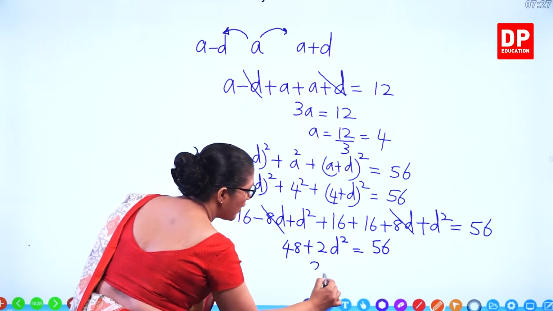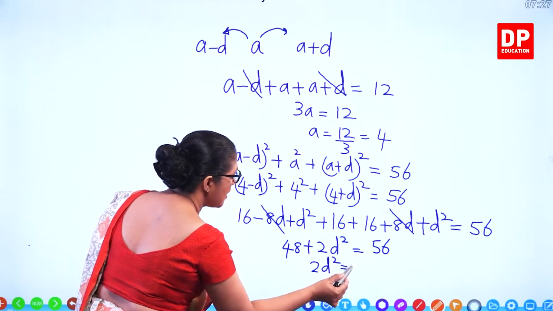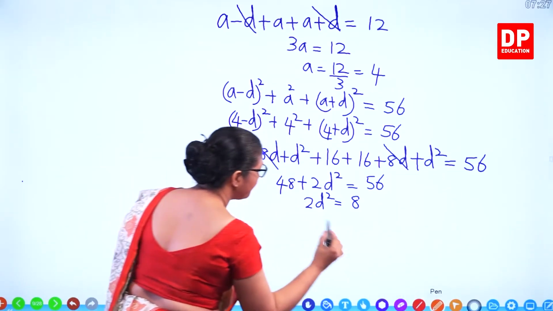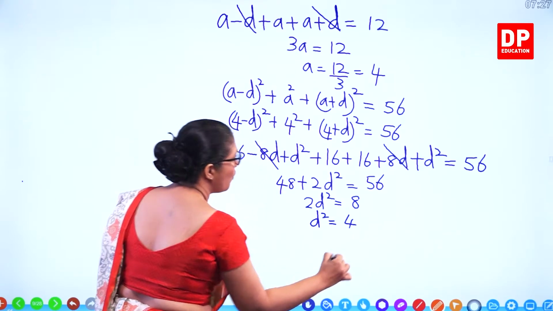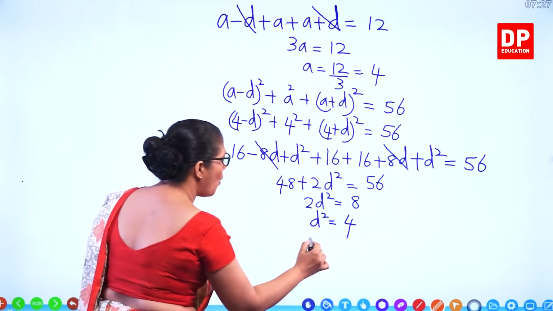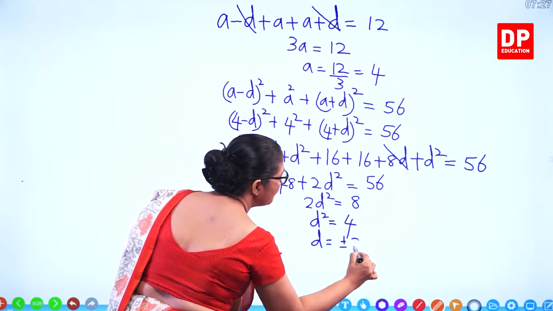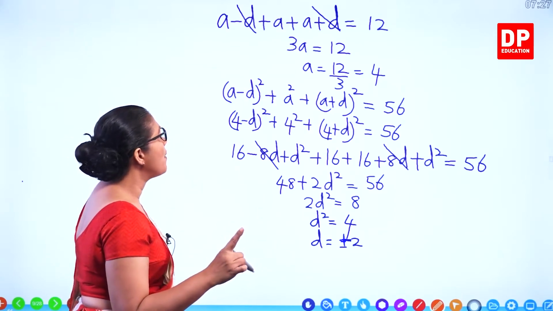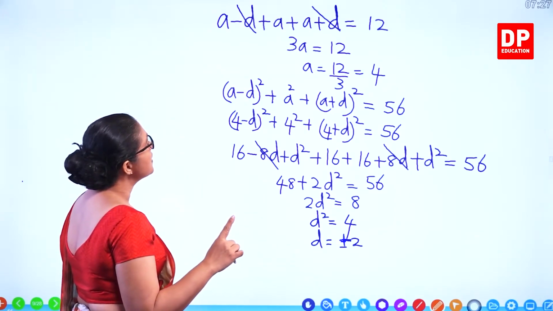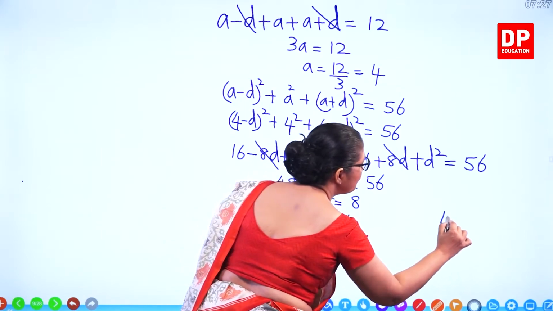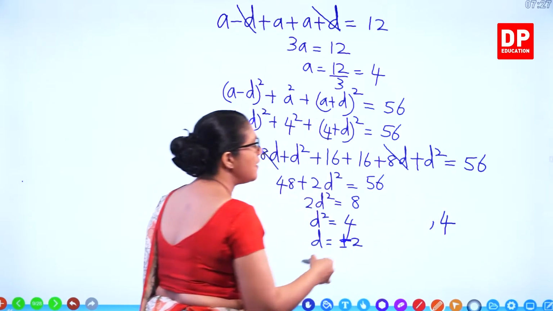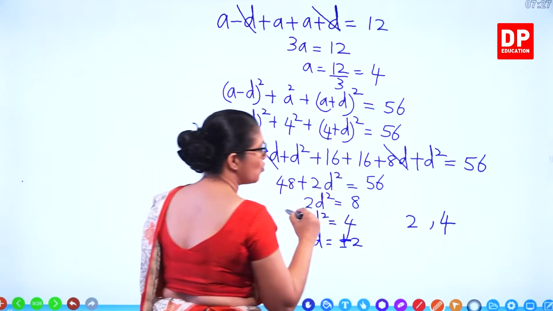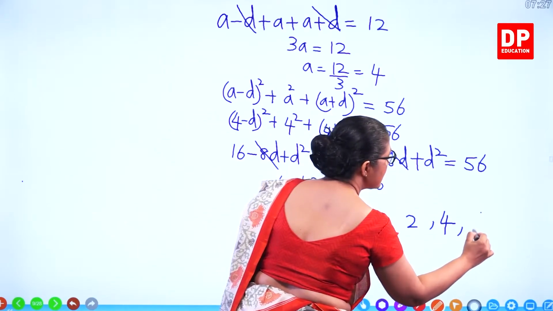So subtract now, you get 2d squared is 56 minus 48, that's 8. When you divide by 2, you get 4. So square root of 4, plus or minus 2. So you can get 2 possibilities, plus 2 or minus 2 as the common difference. So what are the 3 terms? If the middle term is 4, what's the previous term if you take plus 2? 4 minus 2, that's 2. 4 plus 2, that's 6.